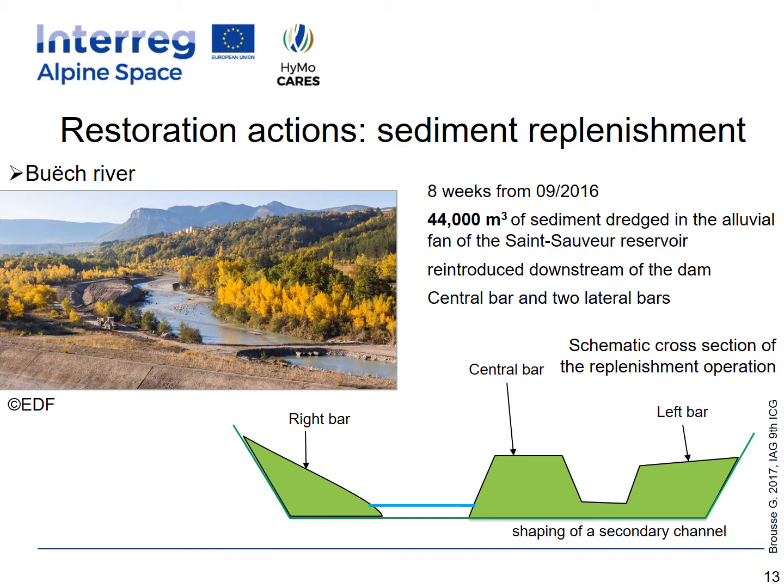Gravels were deposited along a 400-meter ridge downstream from the dam by the creation of 2 gravel berms on each side of the main channel. To facilitate the remobilization of the left side berm, a trench was cut into the deposit. A schematic cross-section of the replenishment action is presented on the bottom right of the slide.